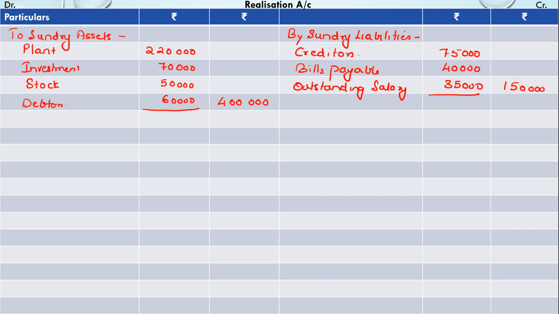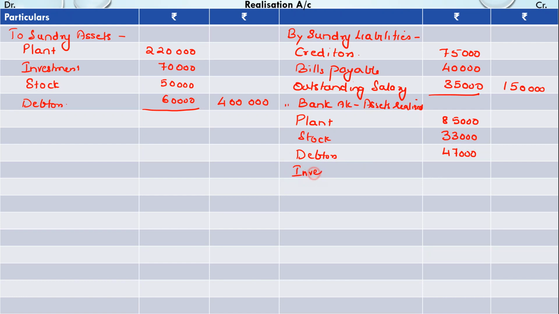Second step done. The third step is of the assets realized. So going to the additional information, we found that in the second adjustment that said assets were realized at. So we will write that as by bank account for the assets realized. They said we realized certain amounts on plant, that is 85,000, stock 33,000, and then debtors 47,000. And the next third additional information was given, investments were realized at 95% of the book value.